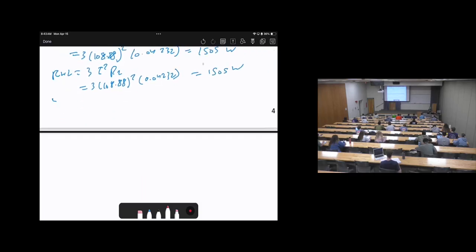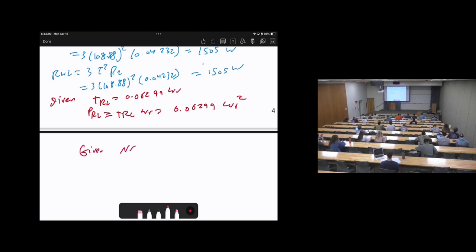Now, what should I do? What should I substitute for omega r? Okay, wait a minute. We have nr, not omega r. Given nr as 1770 RPM. How about omega r?